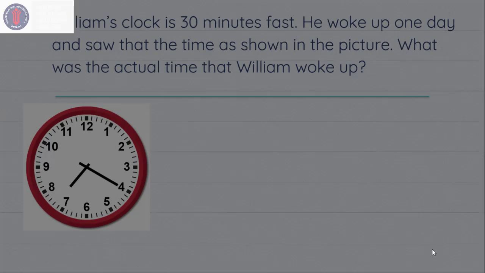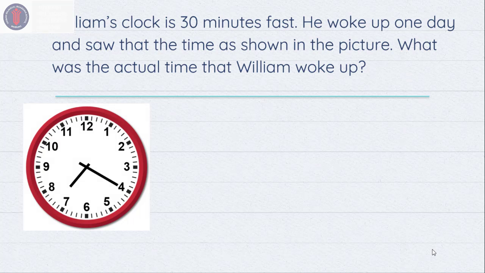Let's see the next. William's clock is 30 minutes fast. Now it's fast. He woke up one day and saw the time as shown in the picture. What was the actual time that William woke up? So let's see the time first. Let's see the analog clock first. What time is it?